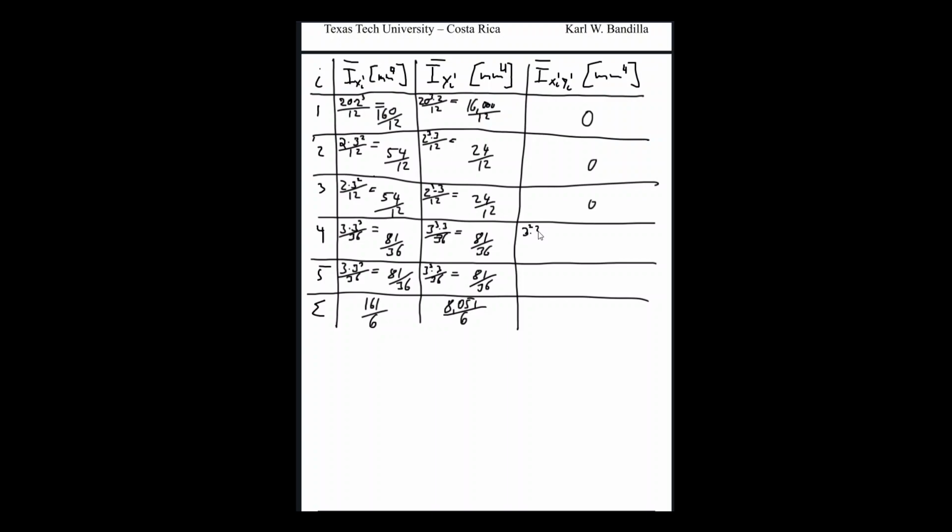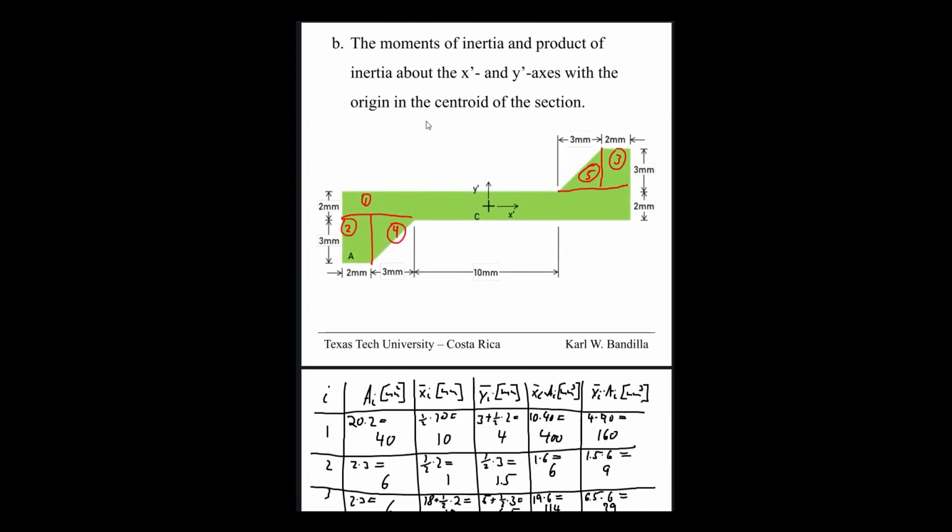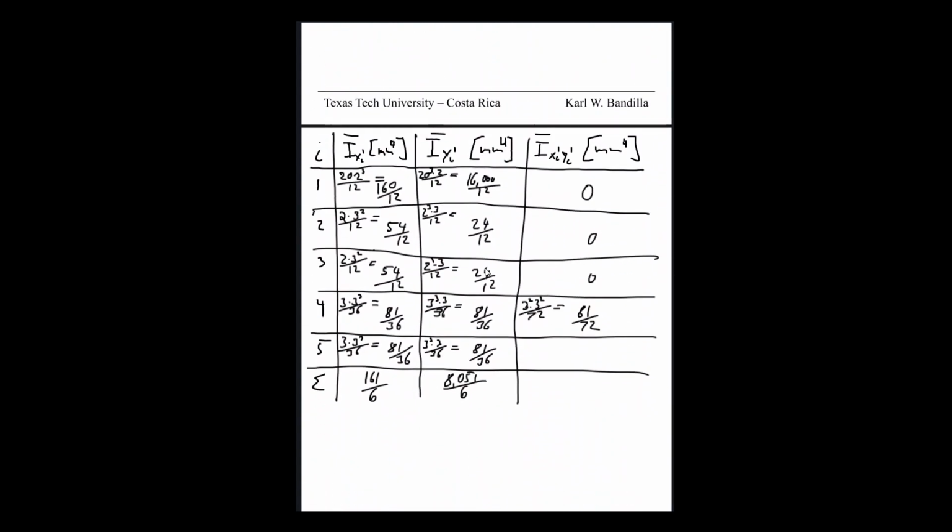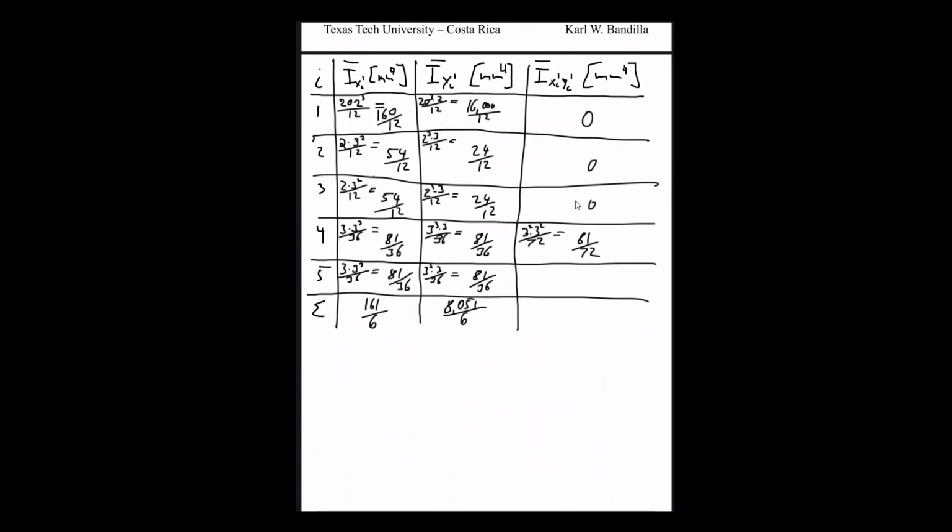So that would be positive 3 squared times 3 squared over 72. And that is 81 over 72. Now the other one is the bottom right. So they kind of are corner to corner, so they're the same sign. They're both positive. So that one's also positive. 3 to the 3rd times 3 to the 3rd over 72.